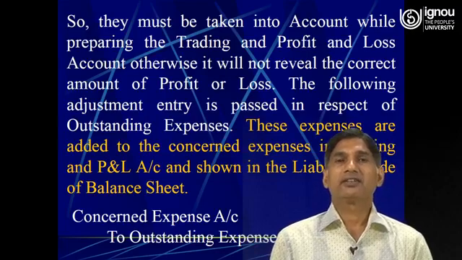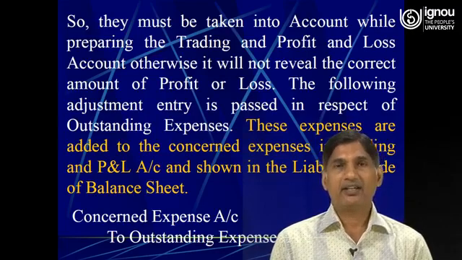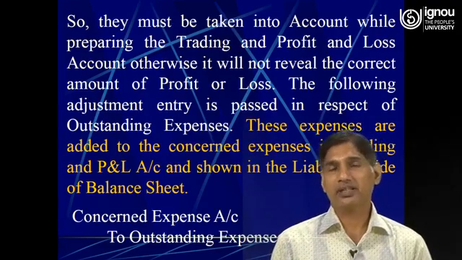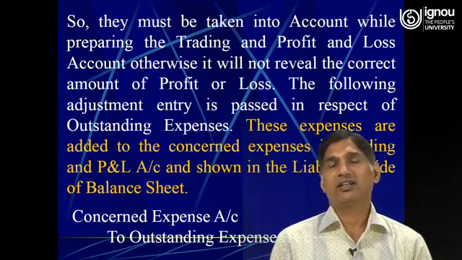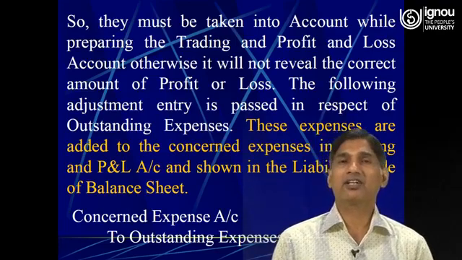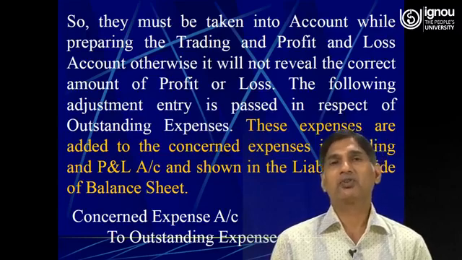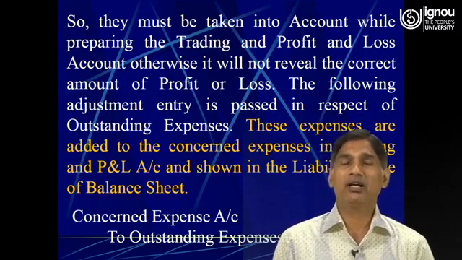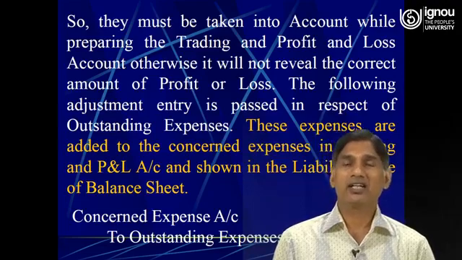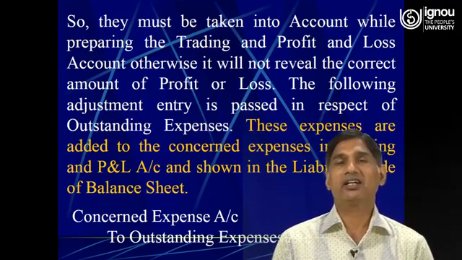So here the journal entry for the outstanding expenses is quite simple, because expenses are nominal accounts, covered under nominal account. So therefore the expenses need to be debited and the outstanding expenses need to be credited. So here the journal entry would be expenses account debit to outstanding expenses.